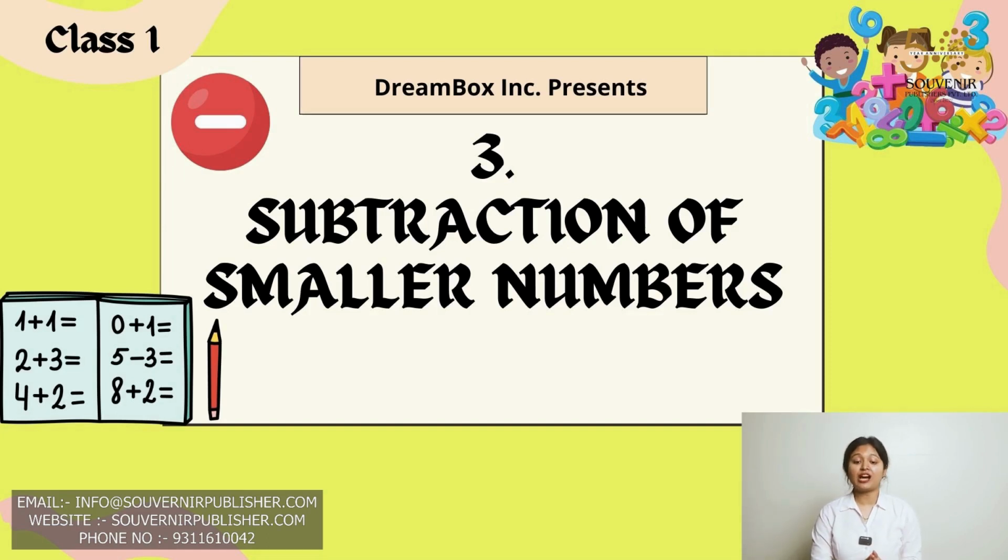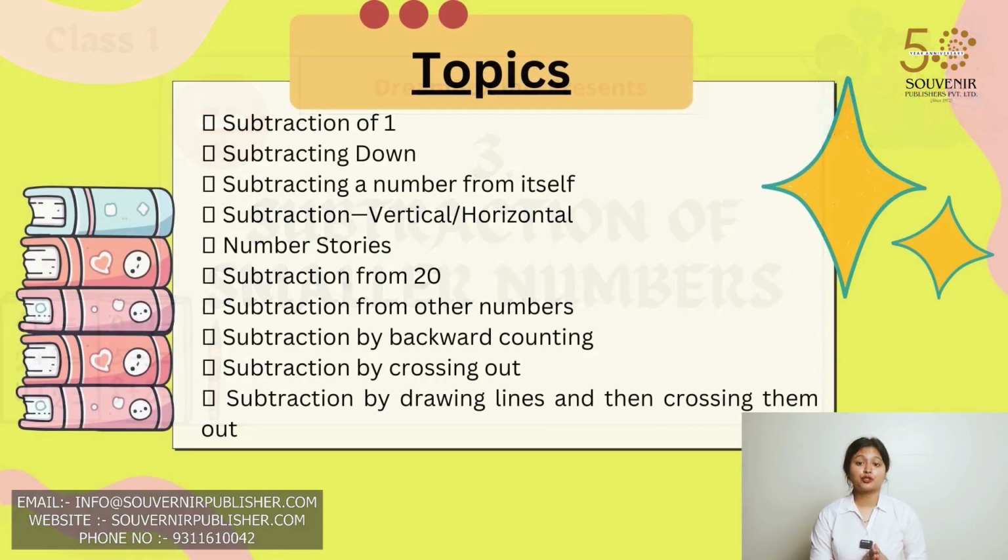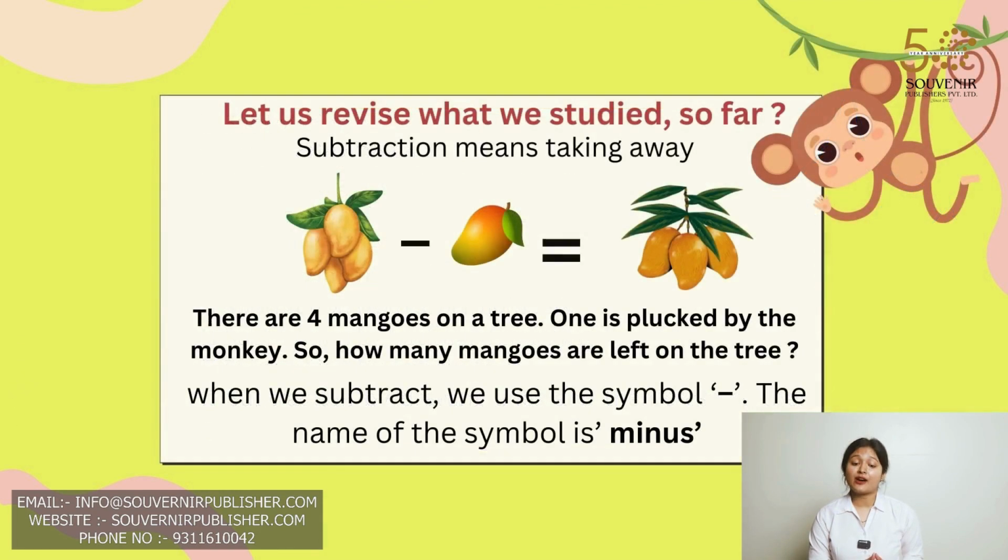Today we are going to start with chapter number 3, subtraction of smaller number. Topics to be covered: subtraction of 1, subtracting down, subtracting a number from itself, subtraction vertically, horizontally, number stories, subtraction from 20, subtraction from other number, subtraction by backward counting, subtraction by crossing out, subtraction by drawing lines and then crossing them out. Let us revise what we studied so far.